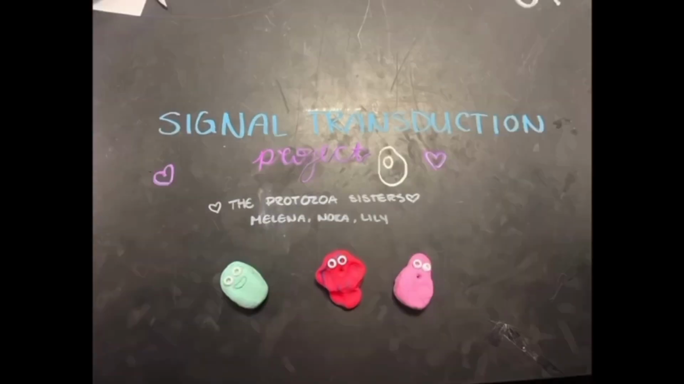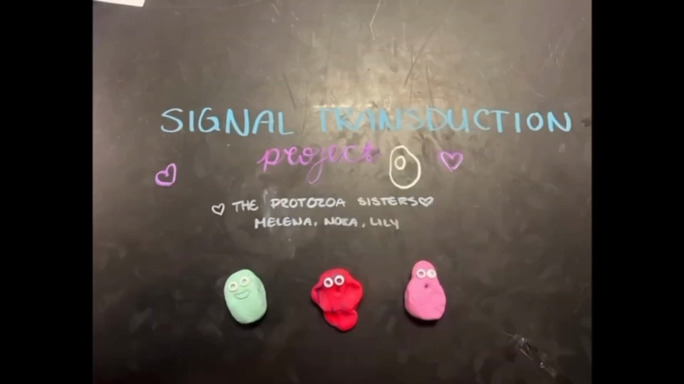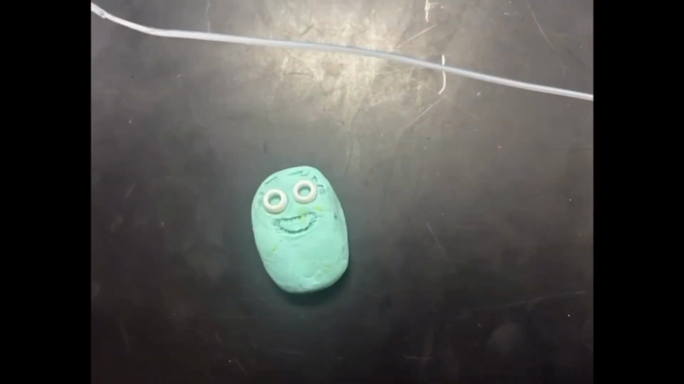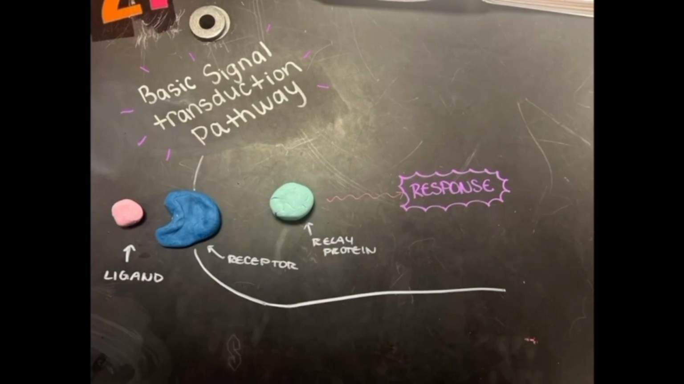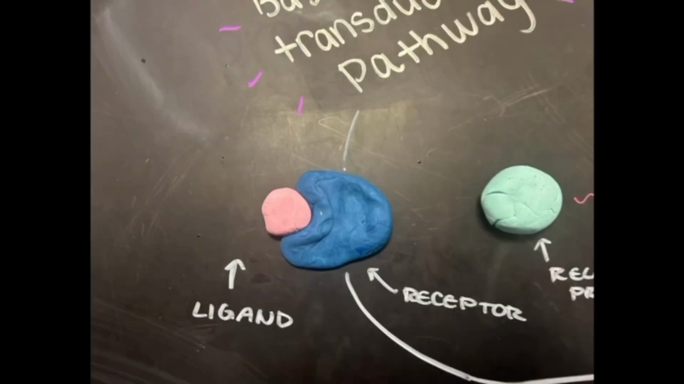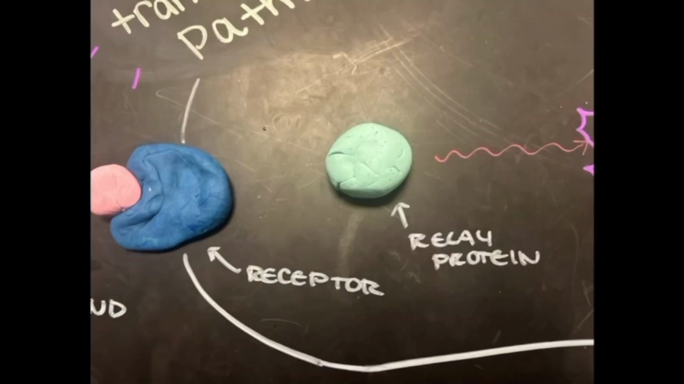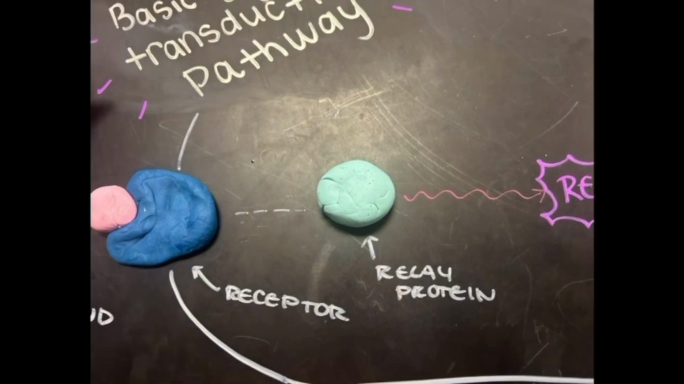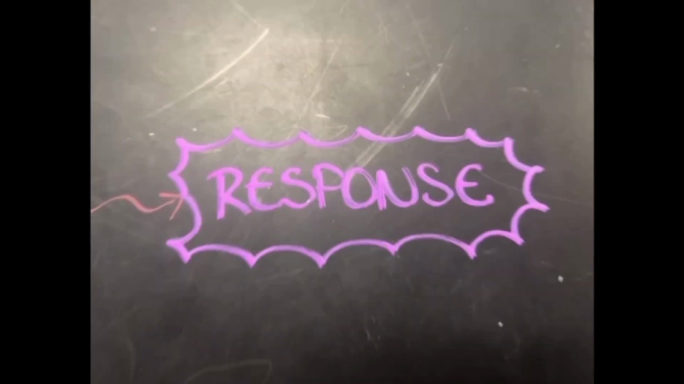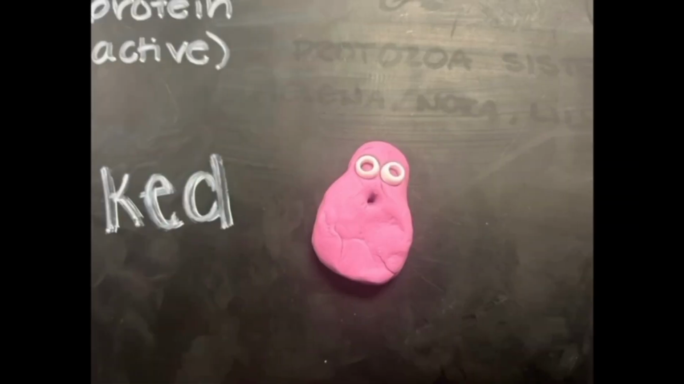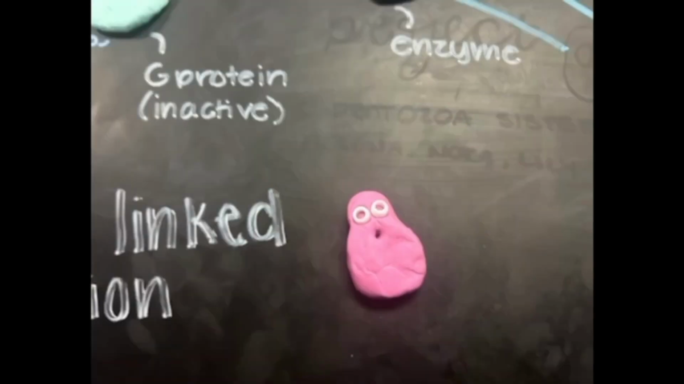In this video, we're going to be going over signal transduction. To start, let's talk about your basic signal transduction pathway. First, the ligand binds to a receptor protein located on the plasma membrane. Once the receptor is activated by the ligand, it triggers an intracellular signal. This signal is then amplified through relay proteins such as secondary messengers and kinases, leading to a response in the cell.